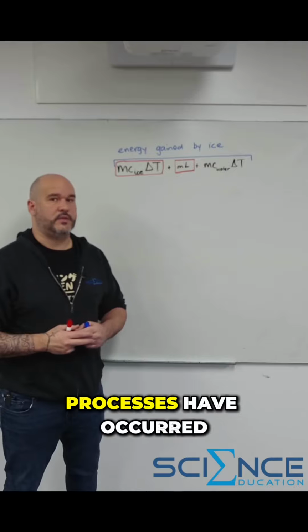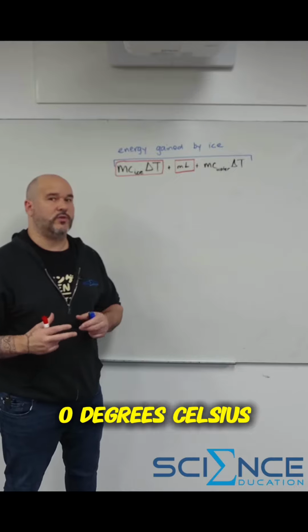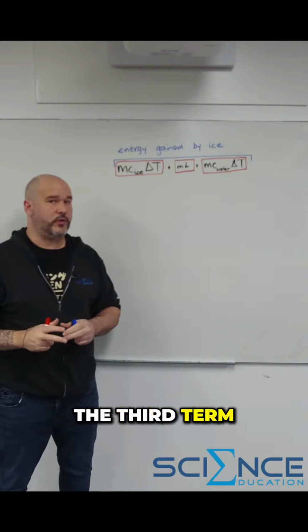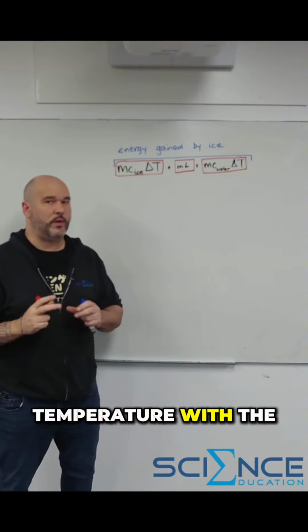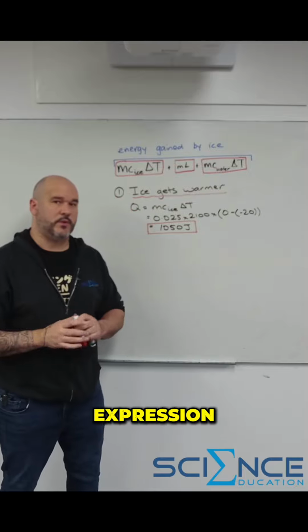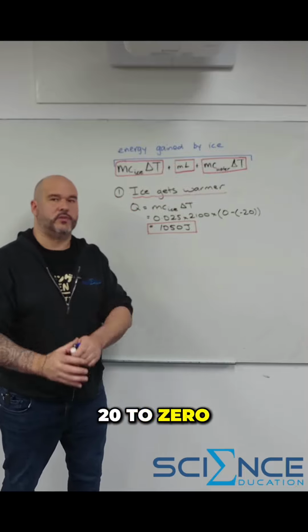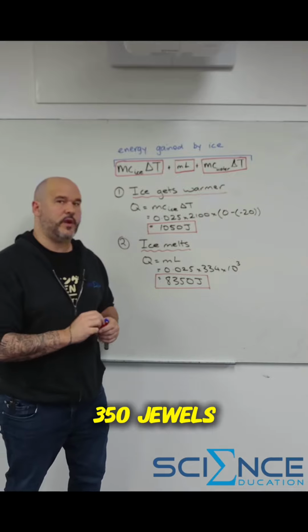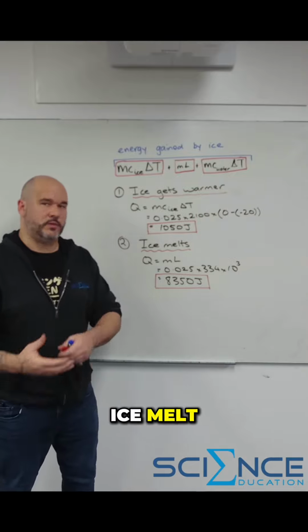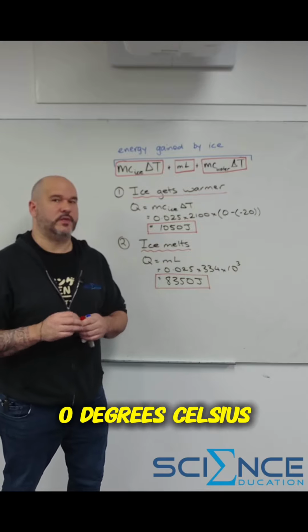After these two processes have occurred, we now have 25 grams of liquid water at 0 degrees Celsius. The third term will allow us to find the common temperature or the equilibrium temperature with the soup. Using our first expression, we see it takes 1050 joules to change the ice from -20 to 0. Using our second term, we now see it requires an additional 8350 joules to make the ice melt. This is when it changes from 0 degrees Celsius ice to 0 degrees Celsius liquid water.